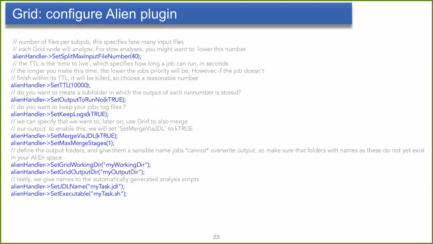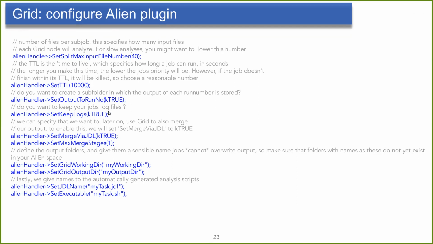Now here is another part of this configuration plugin. I will not go into the details, but there are two things you need to remember. If you want to get the output on a run by run basis, here you can see you have the alien handler set output to run number. You need to make it kTRUE. In that way it will do your analysis on a run by run basis and store your analysis on a run by run basis.